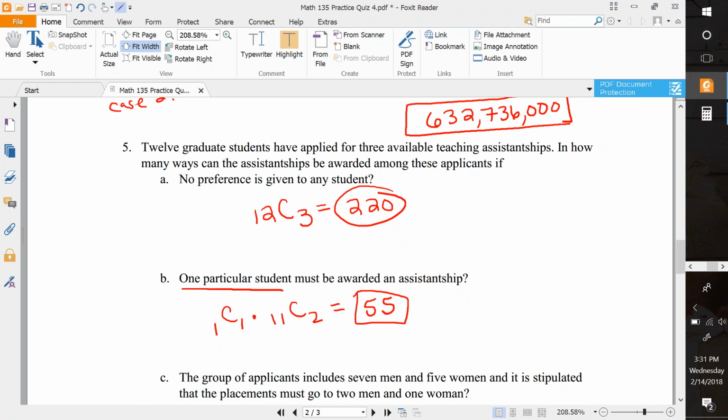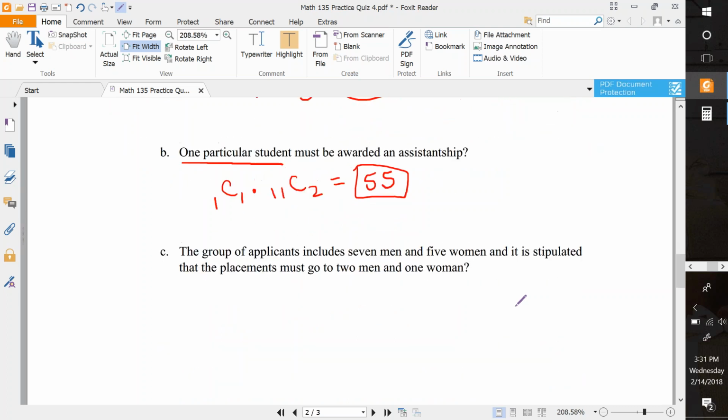The last one is where we get into what if we wanted to separate the group into males versus females and choose specifically a certain number of males and a certain number of females. Now we know that the 12 people are 7 men and 5 women. It is stipulated that the placements must go to 2 men and to 1 woman. Notice the and in between there. We're going to be choosing 2 men and then 1 woman.